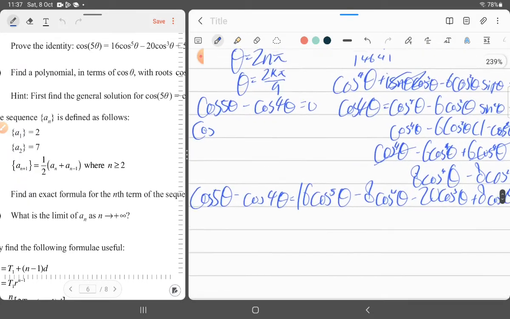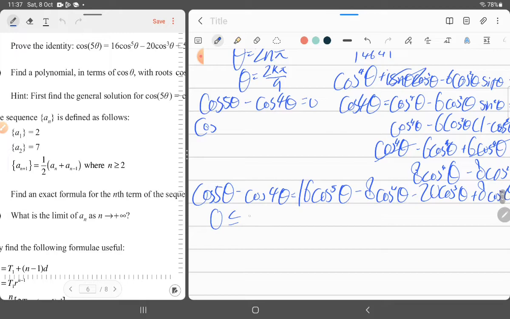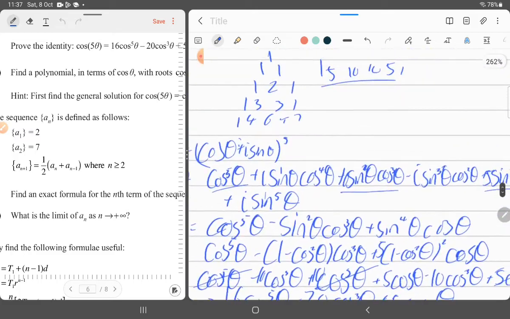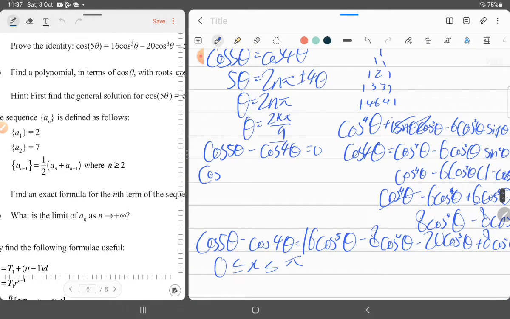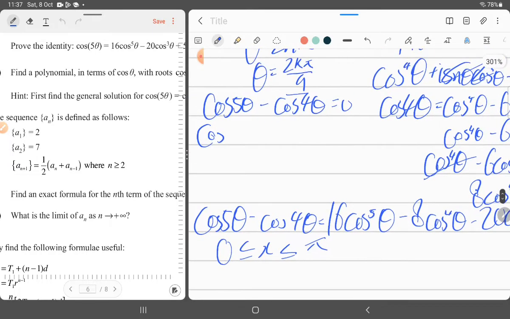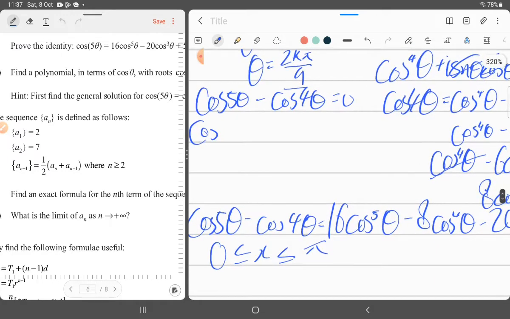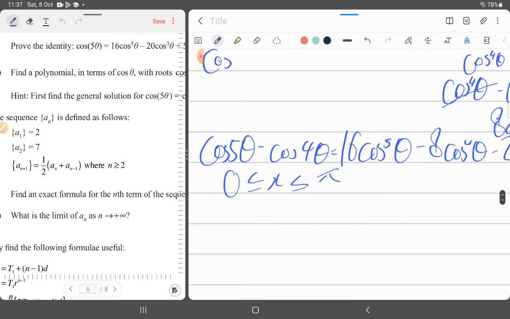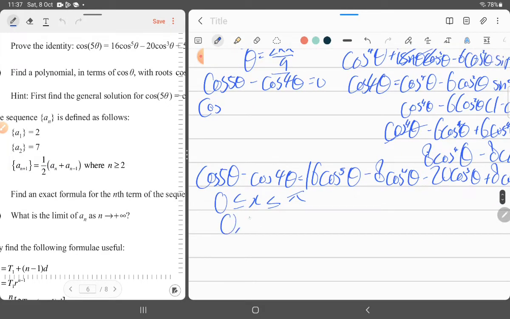So we want solutions between 0 and pi. So let's use theta is equal to 2k pi. So yeah, the general solutions where I think this is true. Hopefully. So wait, 0 to pi over 9, 4 pi over 9, 6 pi over 9, and 8 pi over 9 are the 5 solutions, I believe.